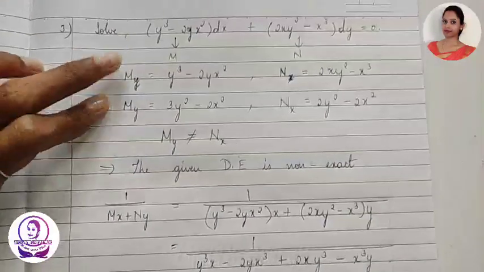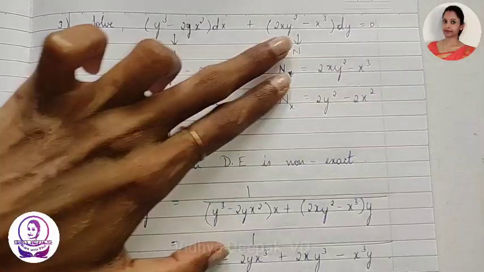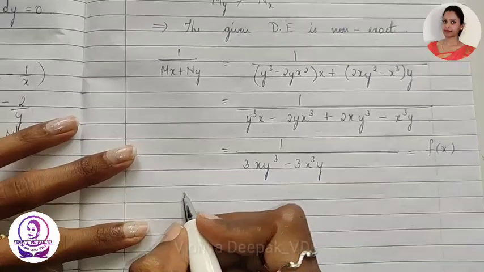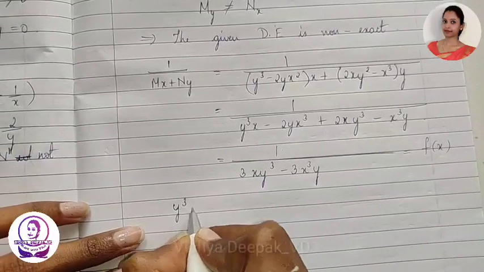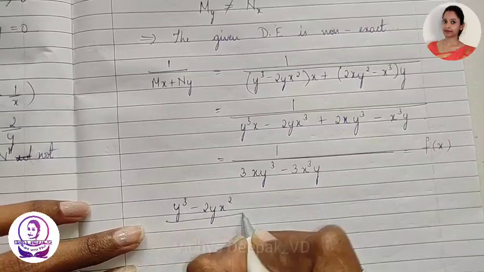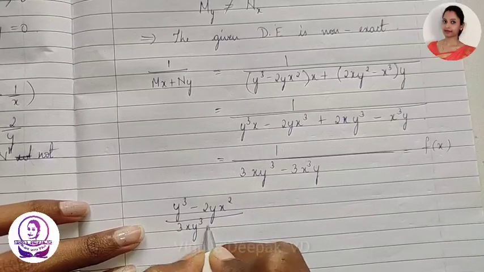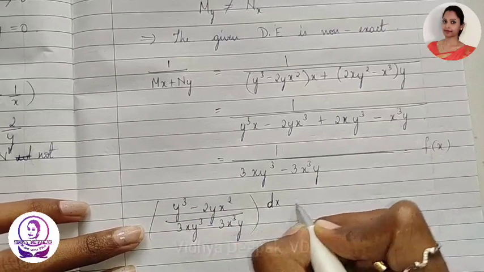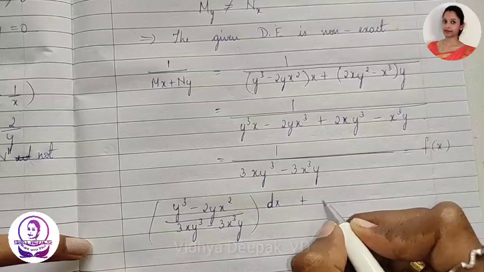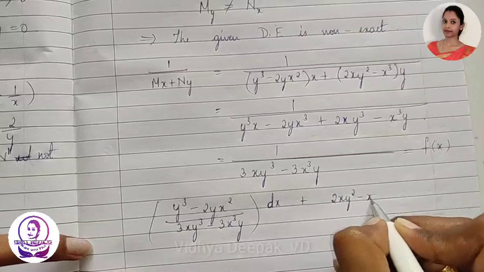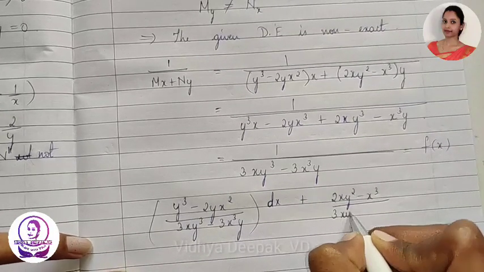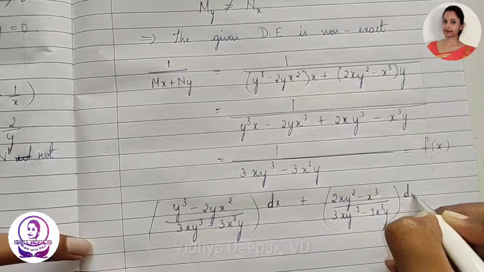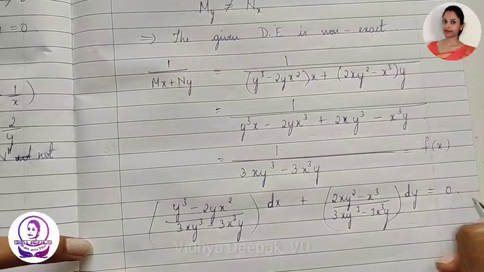So what was the given question? (y³ - 2yx²) dx plus (2xy² - x³) dy. So we will multiply that: (y³ - 2yx²) divided by (3xy³ - 3x³y) into dx plus (2xy² - x³) divided by (3xy³ - 3x³y) into dy is equal to 0.